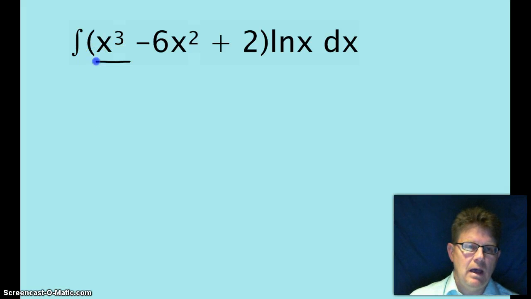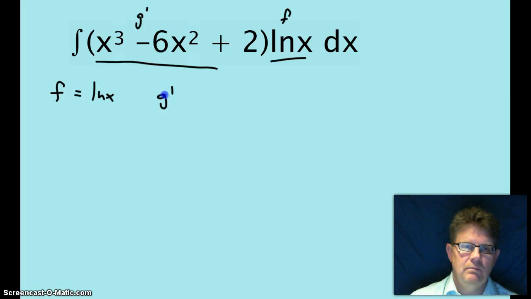Anytime you have a polynomial and a natural log, this will be your f, and this will be your g prime. Always, anytime you have a polynomial and a natural log. So go ahead and set up your f and your g prime.